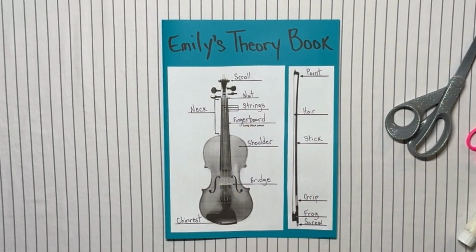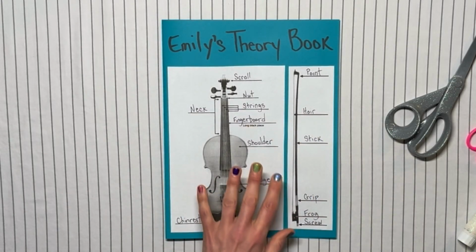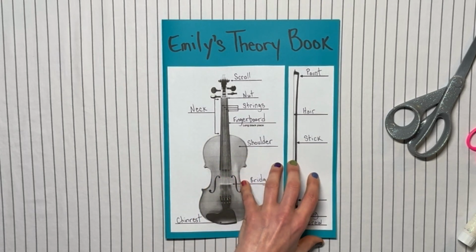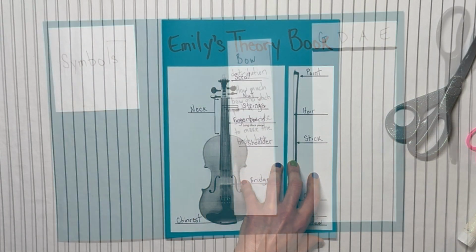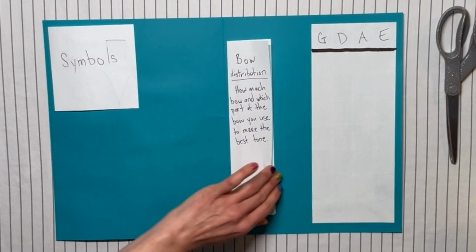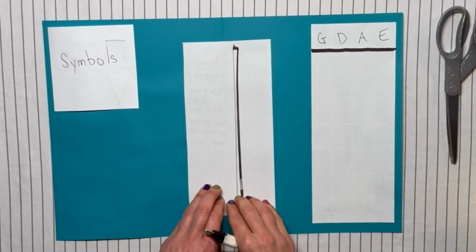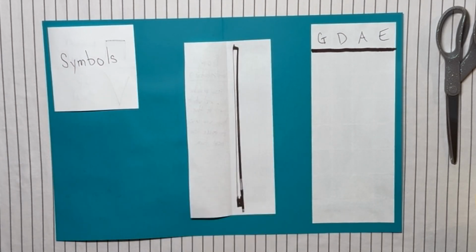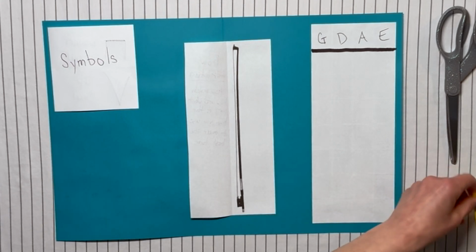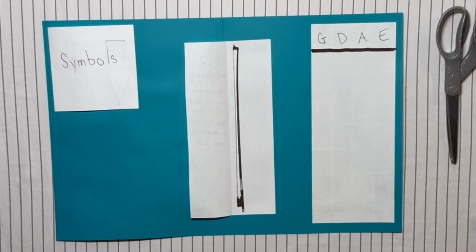Hello, my music-loving friends. We are going to be adding to the inside of your book again today. We are going to open up our diagram here, and we are going to describe inside of our diagram the bow distribution symbols that we most commonly use when playing the violin. Some of those are just already parts of the bow.